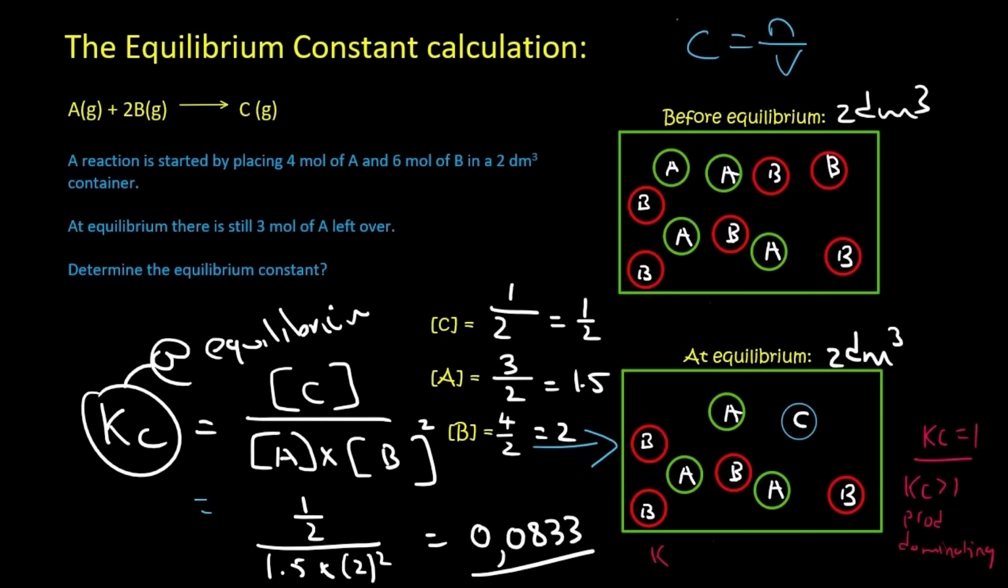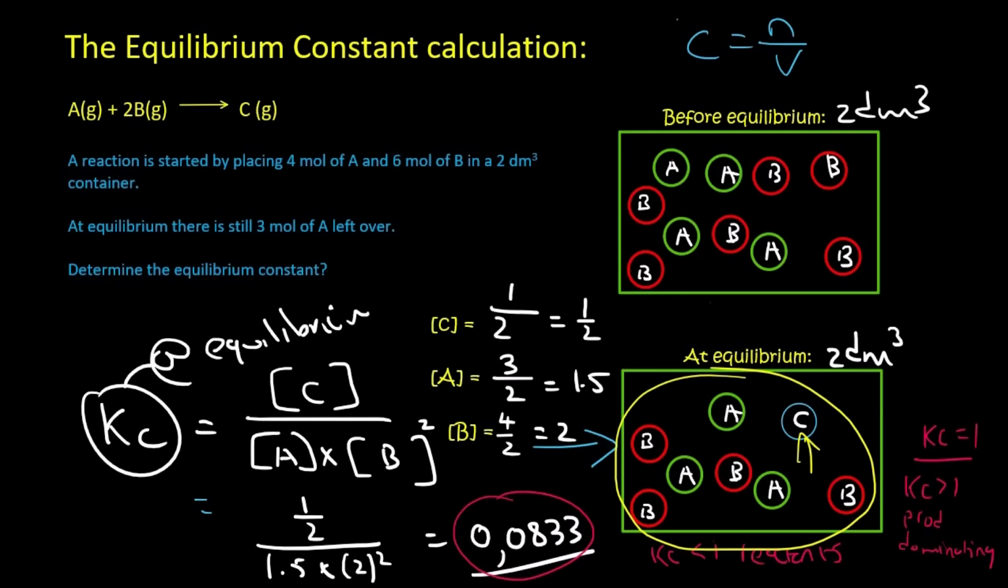And then when Kc is smaller than 1, like it is here, that's a very small number, it means that the reactants are dominating. And we can sort of see that if you look in this chamber or this reaction, you've mostly got A's and B's, and you've only got one C. So the reactants are still dominating.